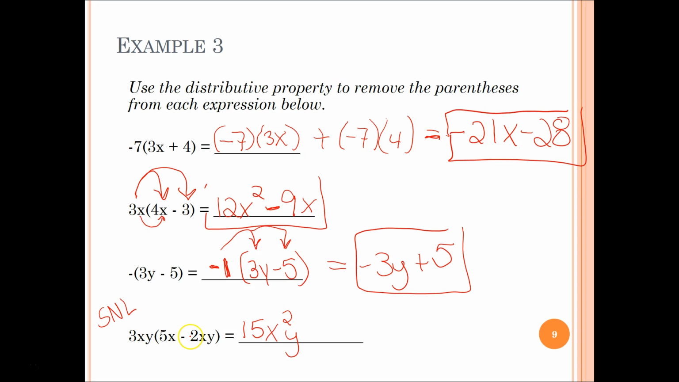Now, positive times negative means subtraction. So let's start with the numbers. We took care of the sign. 3 times 2 is 6. Now the letters. X times x is x squared, times y, which is y squared. So that's our final result.